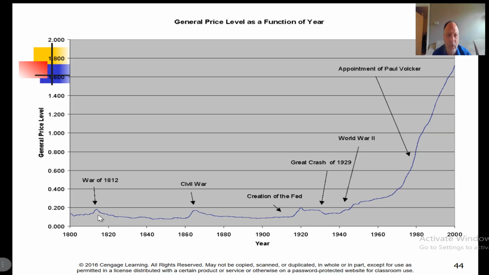But then the War of 1812 broke out, the British burned the White House, and he decided it might be a good idea to have a central bank to pay soldiers to finance wars. One of the primary purposes of printing money is to finance wars. So we got this little bump in inflation during the War of 1812.